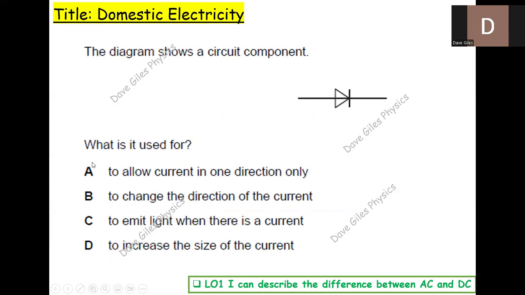So this is a circuit component. What is it used for? Is it to increase the size of the current? No. To emit light when there is a current? This is a diode, but not an LED, not a light emitting diode. It would have some arrows going off it if it was. To change the direction of the current? It doesn't on its own change the direction of the current. It blocks current depending on the direction, but it doesn't actually change it. So to allow current in one direction only, A is the correct answer.